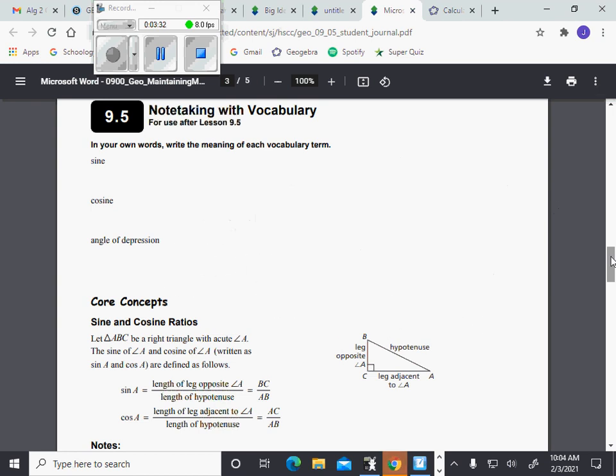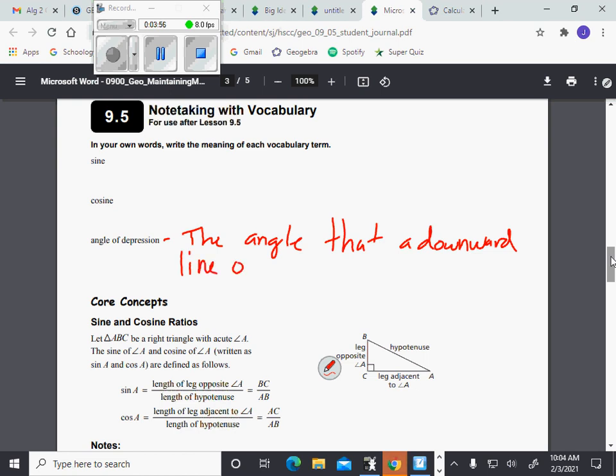The angle of depression. Angle of depression is the angle that a downward line of sight makes with a horizontal line.